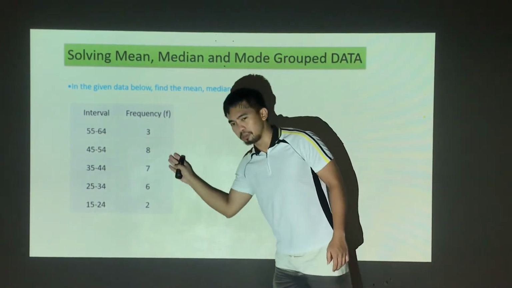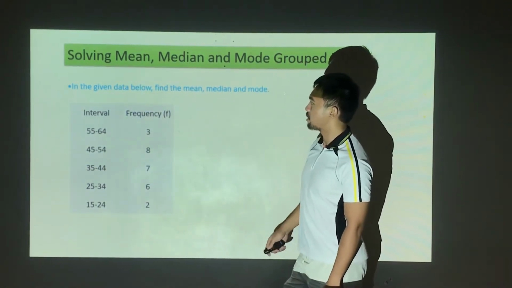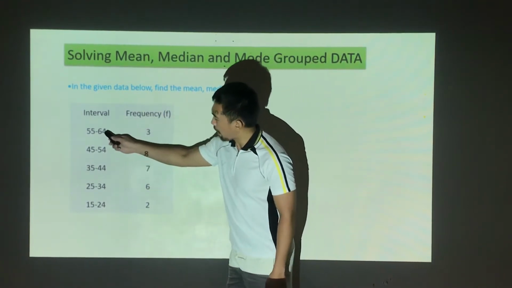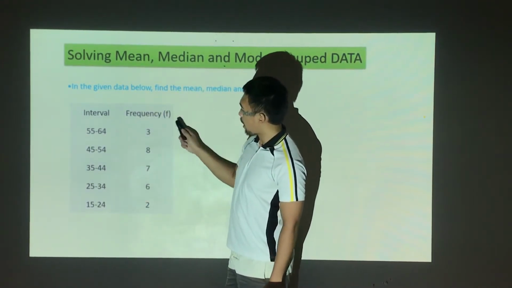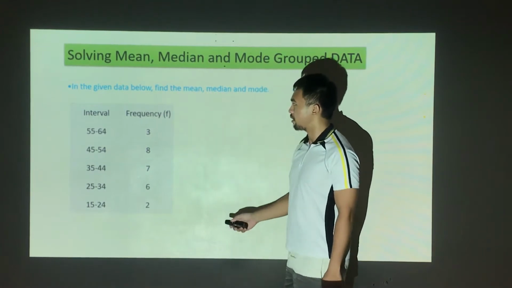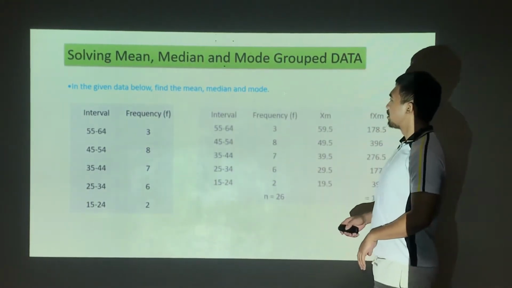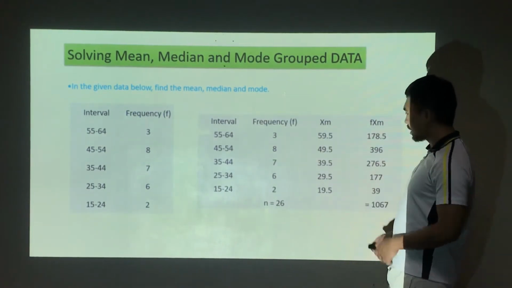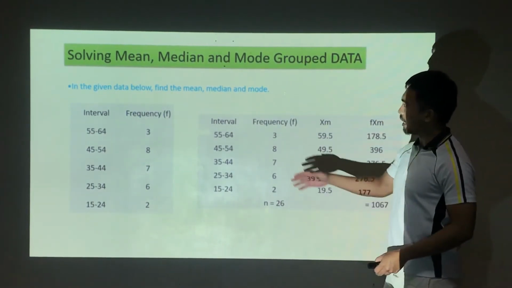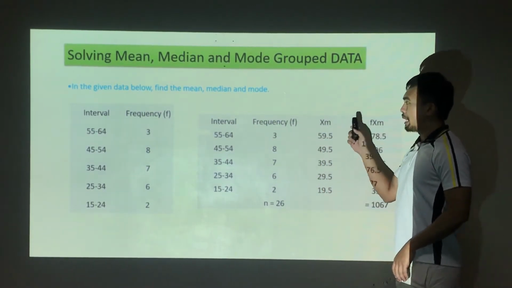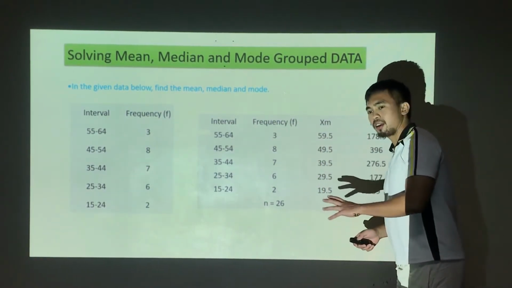So this is our group data, and that is our given. We have interval and frequency. We have 5 sets of interval and 5 frequencies that are given here. So what are we going to do with that given? This is how we do it. Of course, with a given interval and frequency, first we will be looking for the class mark.